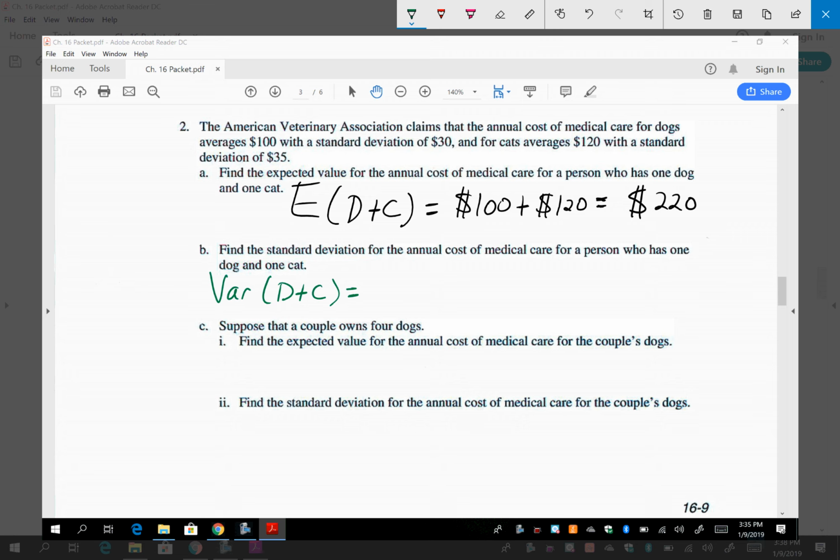Variances add. You add the variances, not the standard deviations. You add the variances. Okay? So what's the variance for the cost of owning a dog for the healthcare? Their variance. What's the standard deviation for the dog? 30. So the variance is 30 squared. Plus, what's the variance for the cat? 35 squared. We're starting to get it. What's 30 squared plus 35 squared?